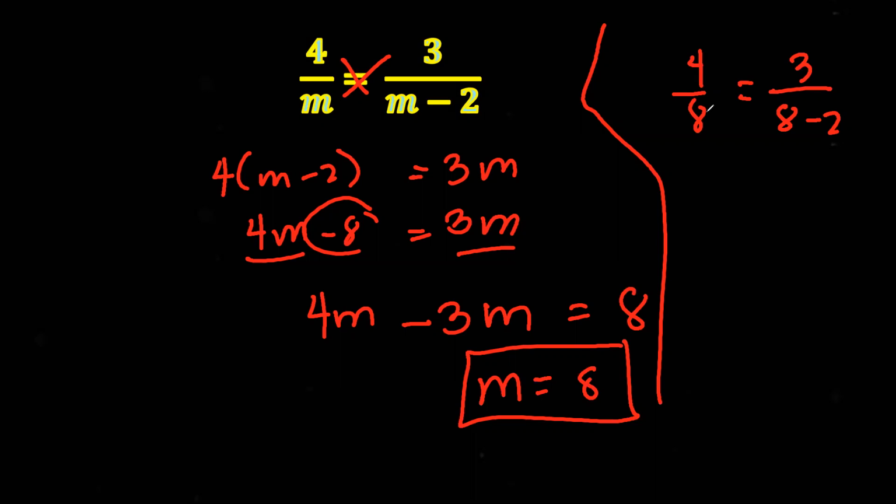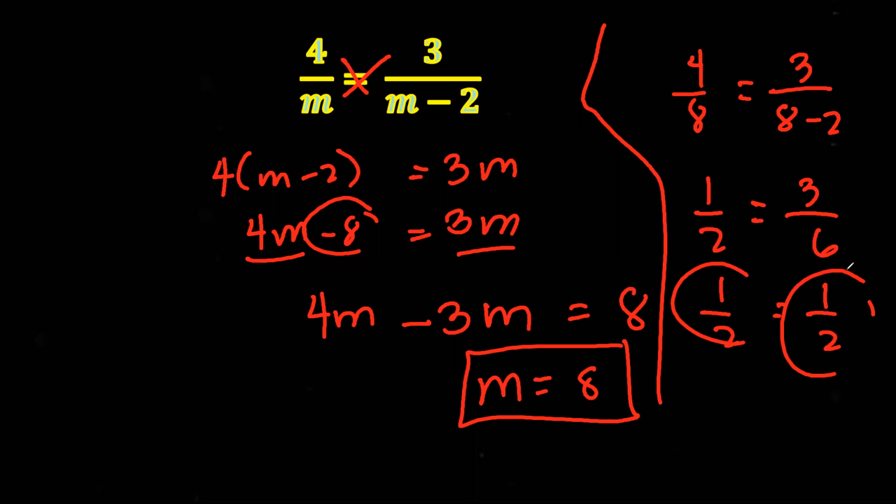Pwede nyo nang i-reduce. So, 4 over 8 is actually 1 half, right? Then 3 over 8 minus 2, that's 3 over 6. Is that 1 half? Yes, 1 half pa rin, tama? So, 1 half is equal to 1 half. You don't need to do the cross product. Kasi, pareho na sila. Okay? So, therefore, the solution that will make this equation true is 8. Okay?